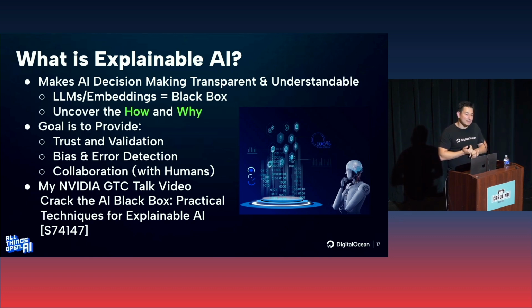The goal for explainable AI is trust and validation, and also bias and error detection. So you can uncover unconscious bias in your data, or you can find out that there's an error in your data. This helps you do all of that.